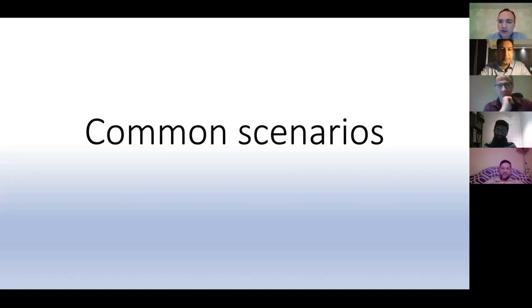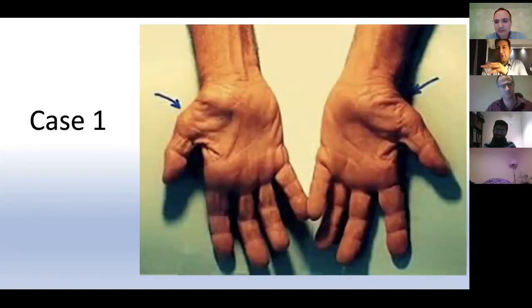Lovely. So if everyone is happy, we will move on to the Viva section. We have Atif, who's volunteered to go first. This is a 48-year-old manual labourer who's been having some difficulty with his hands. He's complaining of dropping things. He's come to see you in your hand clinic.